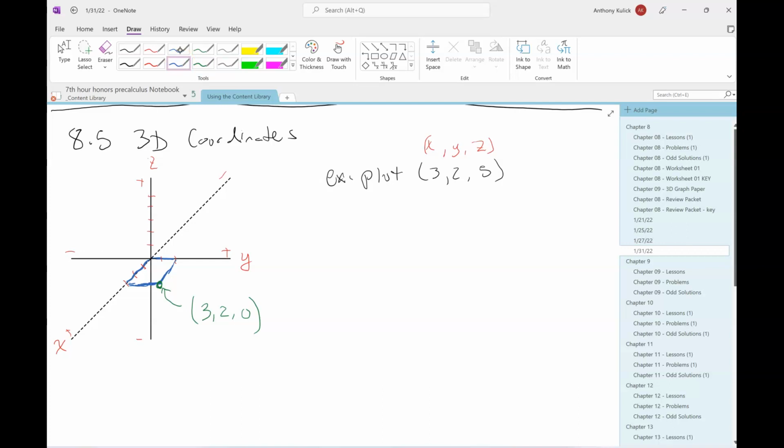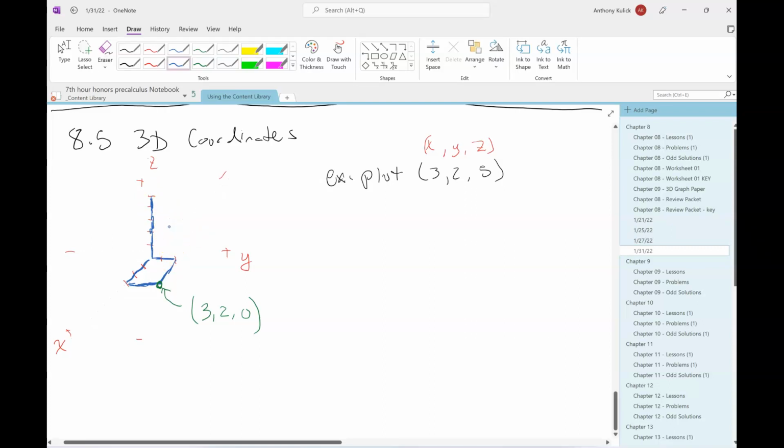Next thing I'm going to do is draw the sides of my box. So I'm going to start by drawing up in the z direction. So these two, oh my goodness.